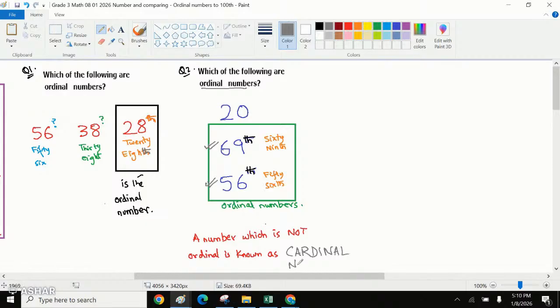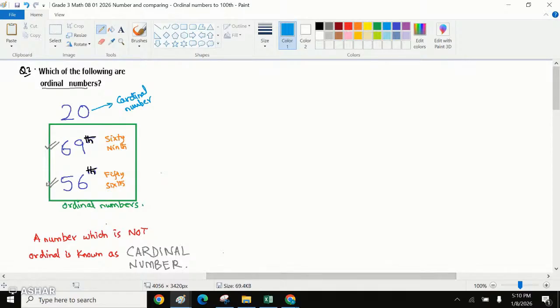Cardinal number. So now we can differentiate between an ordinal and a cardinal number. So can we say that this 20 is a cardinal, because it does not have a suffix on it? Okay, I'll repeat. Can I do another question? I'll explain from scratch with another question, okay?